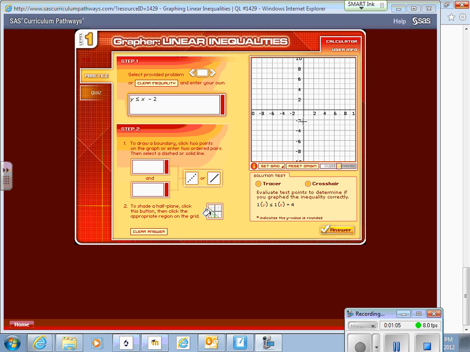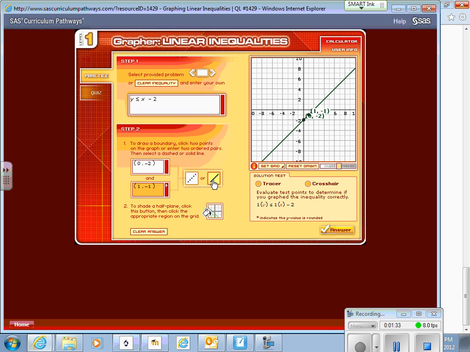So let's start at the y-intercept of negative 2 on the y-axis and go up the slope, up 1 over 1. Now we're going to connect that with a line. Because the inequality set includes an equal sign, that means less than or equal to, that means it includes the line itself. That is a solid line.